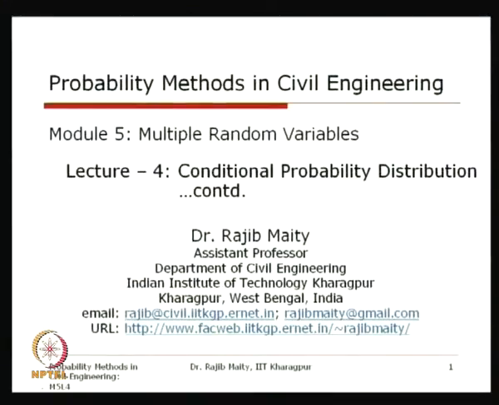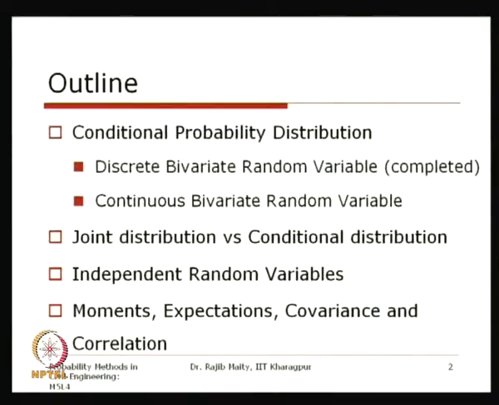Okay, so to start, we will first see the continuous random variable. In case of the continuous random variable, how can we get this conditional probability distribution? As I told, the discrete bivariate random variable case, in case of the conditional probability distribution, we completed in the last lecture, and today we will continue with the same concept and see how we can determine this in case of the continuous random variable.